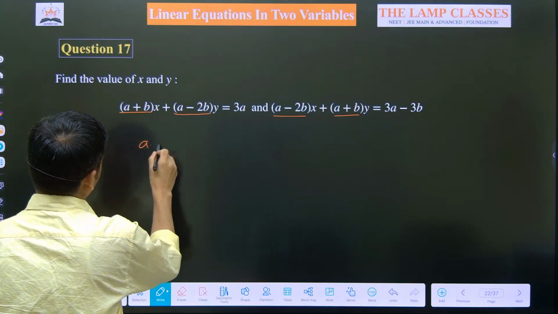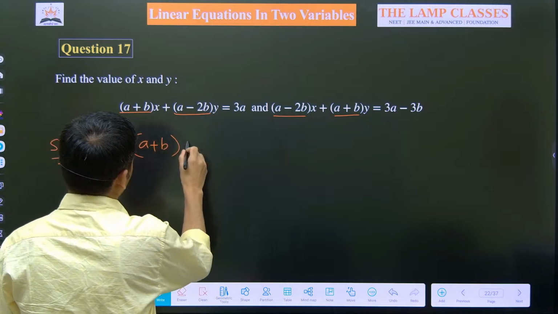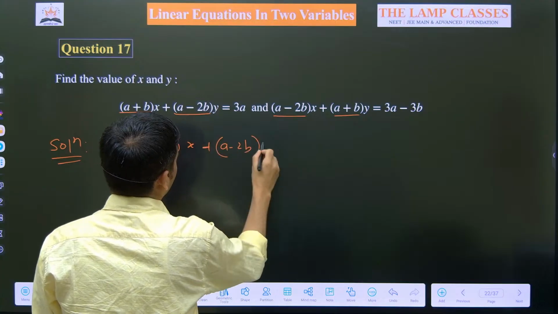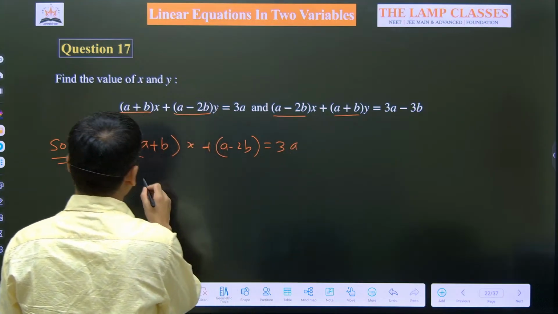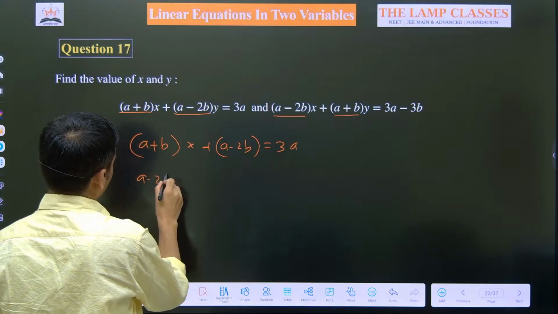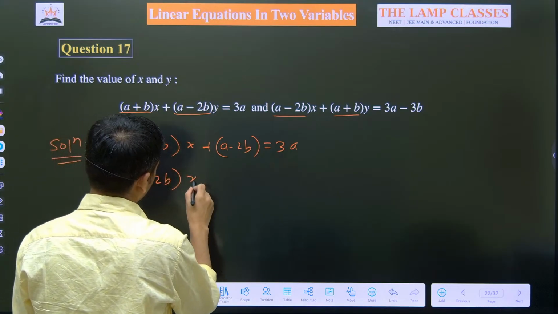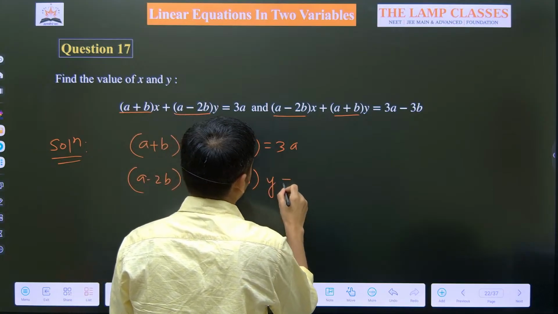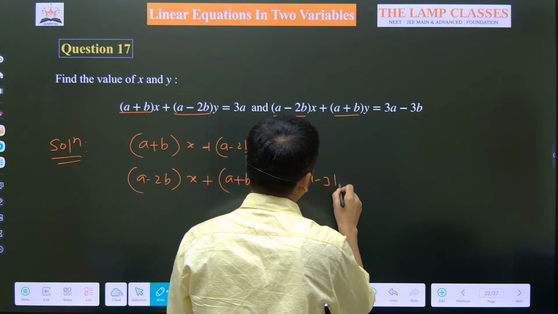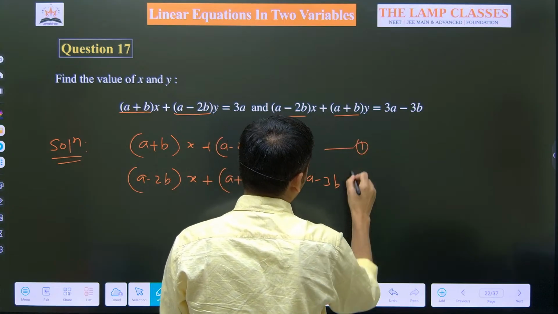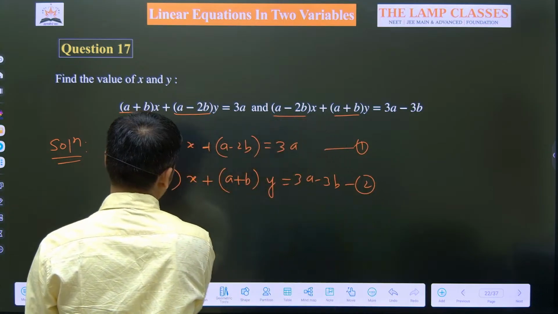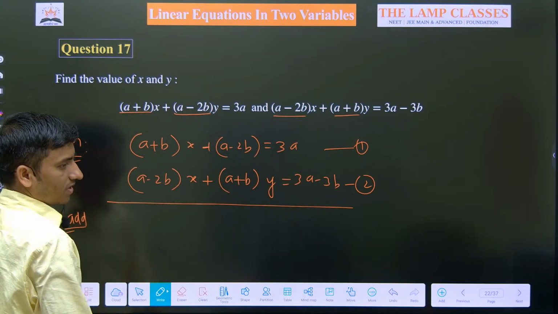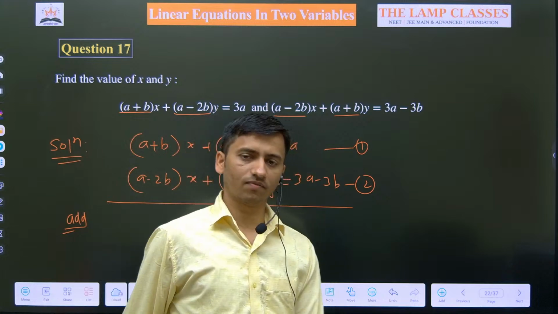it can be written as (a plus b) times x plus (a minus 2b) times y is equal to 3a minus 2b, and (a minus 2b) times x plus (a plus b) times y is equal to 3a minus 3b. We are going to add once and then we'll subtract them. Why are we adding? Because the coefficients are interchanged. If it is a number or if it is a variable, we'll still follow the same approach.